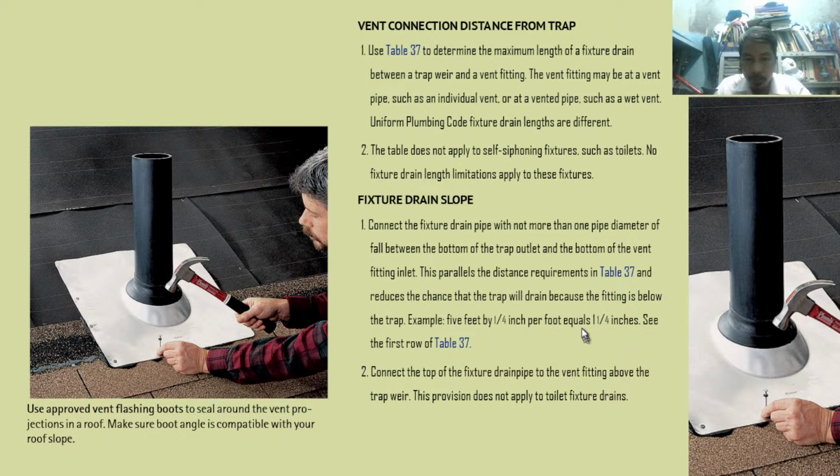Then connect the top of the fixture drain pipe to the vent fitting above the trap weir. This provision does not apply to toilet fixtures again because it has its own P-trap. So for those fixtures with their own P-trap, this table 37 will not apply.